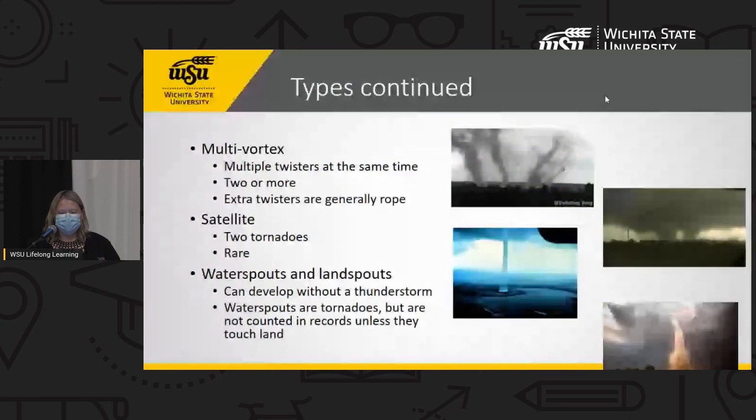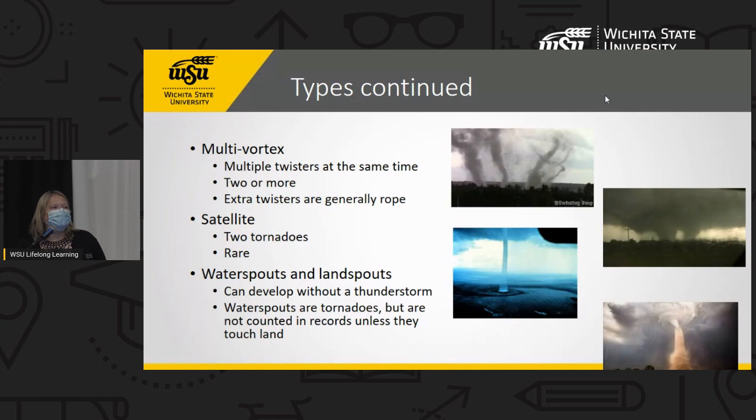There's also multi-vortex tornadoes. And this is when you have multiple tornadoes or twisters at the same time. So there's two or more. However, there's one main tornado, and the rest of them are usually rope tornadoes. So they're not very powerful. They're much thinner.